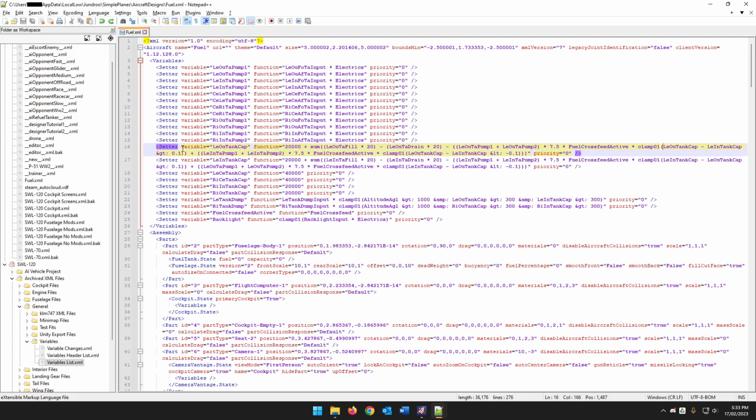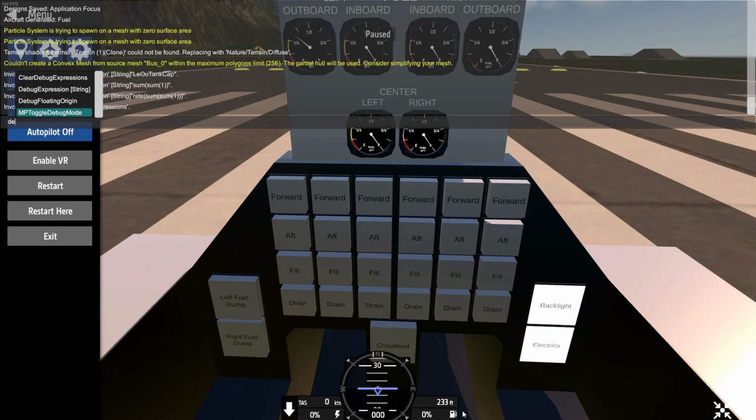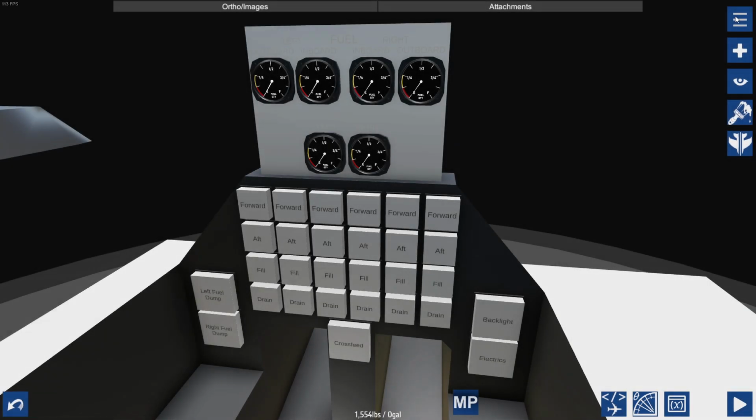So I just have it cut off when it reaches below this, which is precise enough. And that's our drain. Now to fill the tank for fuel crossfeed, we have basically the same code. So you have 2 pumps times 7.5 times fuel crossfeed. And then this code just checks if the left outer tank is less fuel than the inner tank. And the result of this is, let me just debug the expressions. Let me just reload the file.